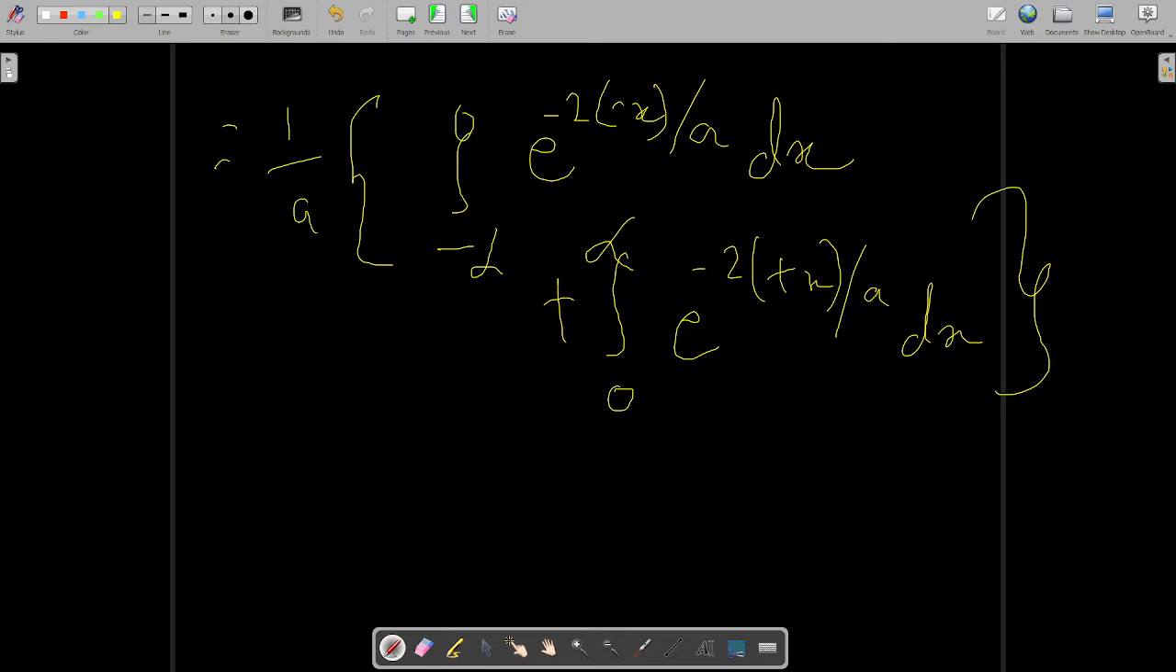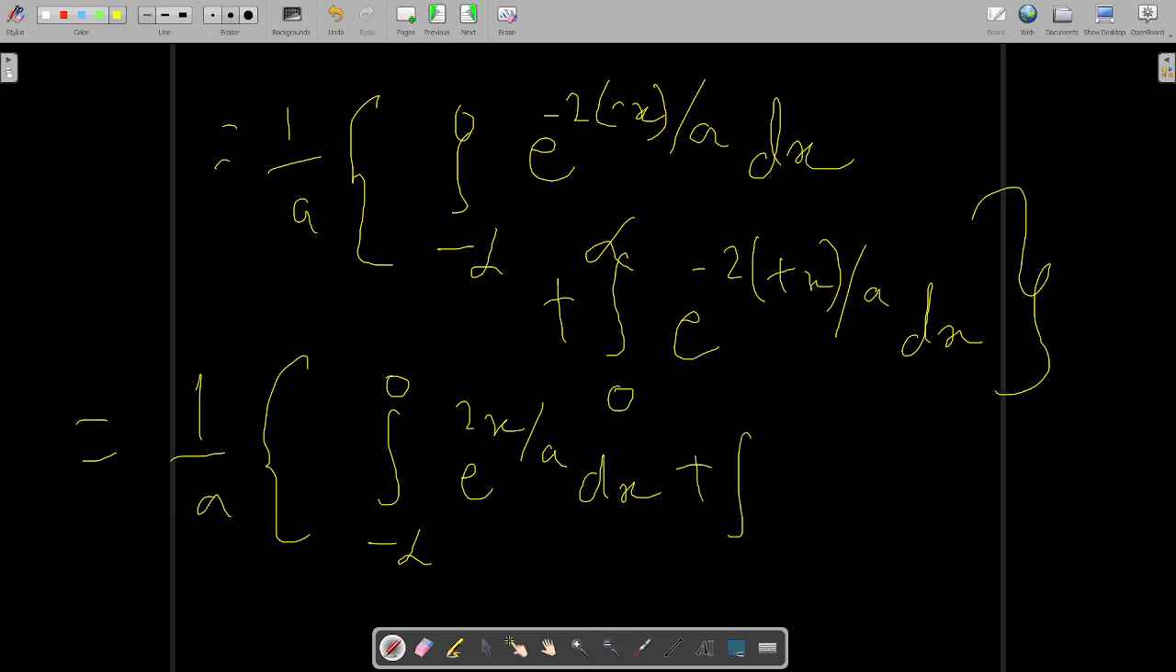So it will be something like this: 1 upon a, integral from minus alpha to 0 of e to the power 2x by a dx (minus into minus becomes plus), plus integration 0 to alpha e to the power minus 2x by a dx. After that you will integrate and put the values. I don't think there is any need to explain such a simple integration. It will be like 1 upon a multiplied by a by 2, e to the power 0.